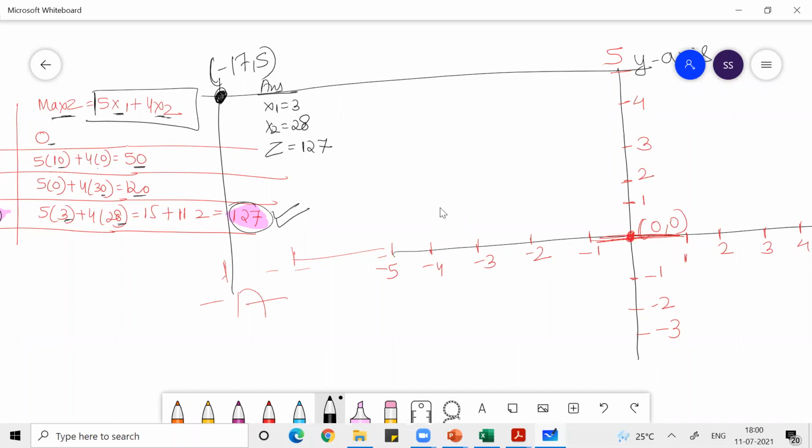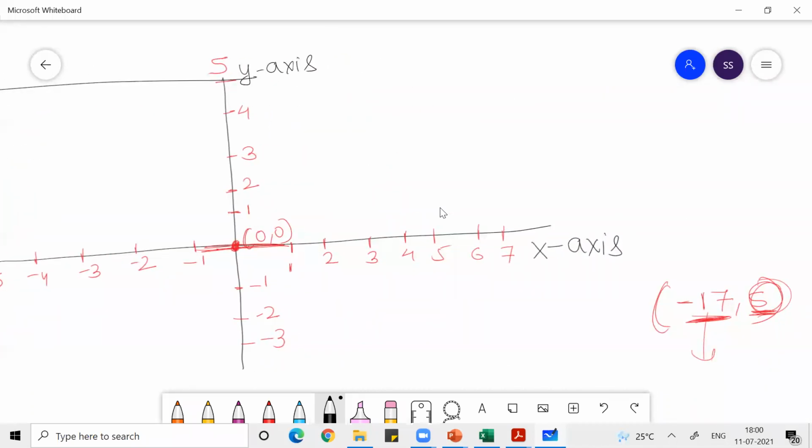If I ask you what is 2 comma 4, 2 comma 4 means x is 2 and y is 4. This point is 2 comma 4. If I say what is 5 comma 3, 5 comma 3 means x is 5 and y is 3. This is 5 comma 3.